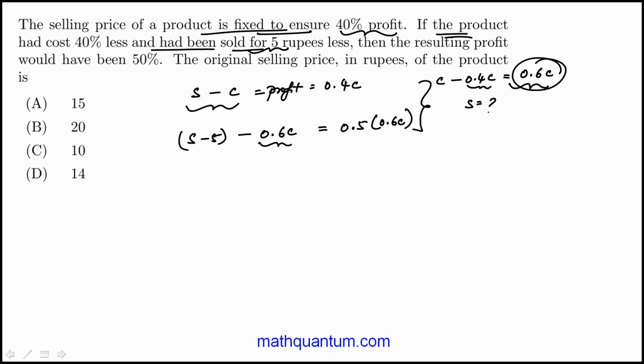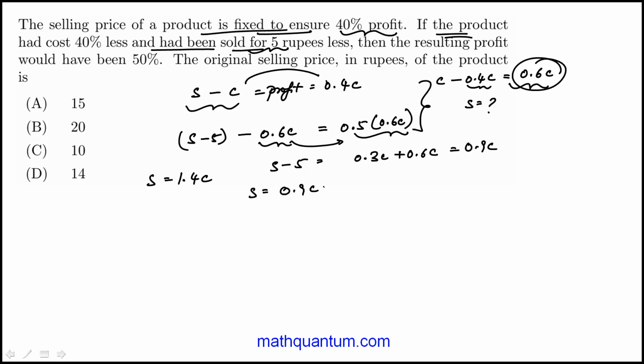I just need to figure out S. So I'm going to try to eliminate C. So here, combine the C terms. That becomes S is 1.4C. Same here, S minus 5. This is 0.3C, and then plus 0.6C. I'm moving that term here, 0.9C. So S is 0.9C plus 5. And I can replace C here. Actually, maybe I shouldn't have moved that term, but that's okay. So this is my equation that will give me S.